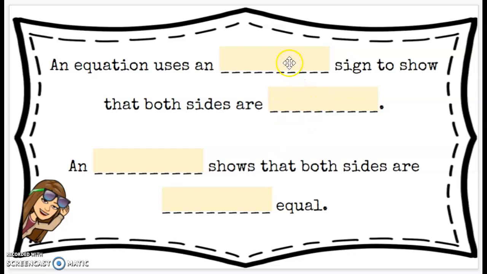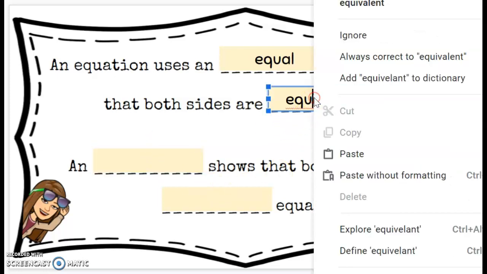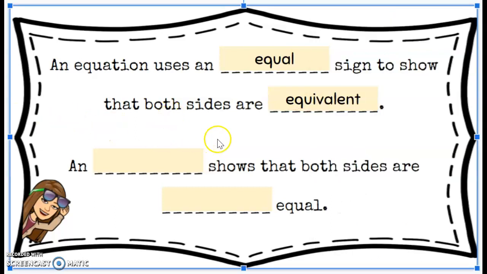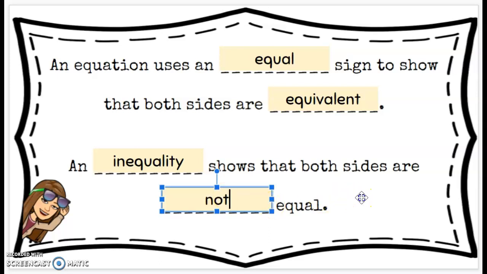An equation uses an equal sign to show that both sides are equivalent, and an inequality shows that both sides are not equal. So we're going to fill in the blanks. An equation uses an equal sign to show that both sides are equivalent. Oops, and let's spell the word correctly. I apologize. There we go. Love spell check. And an inequality shows that both sides are not equal.